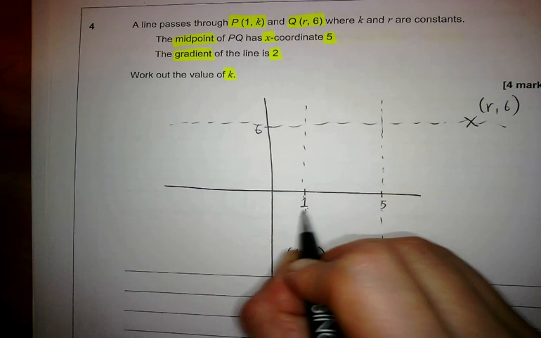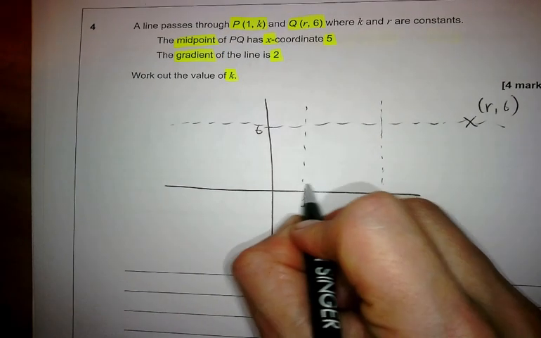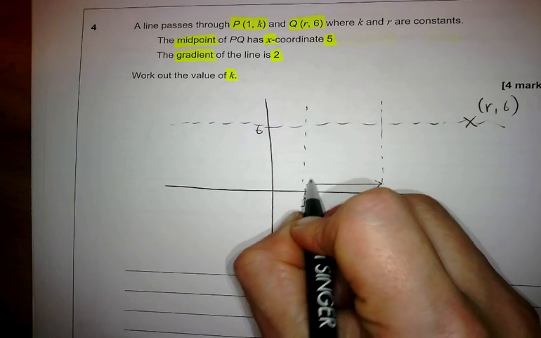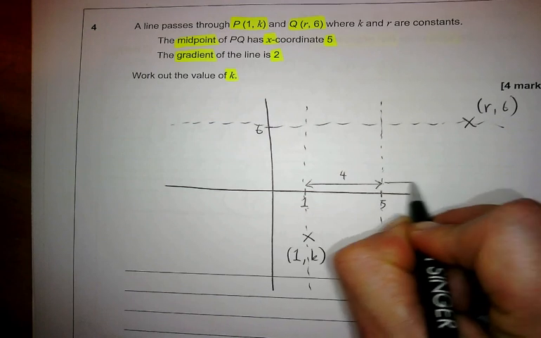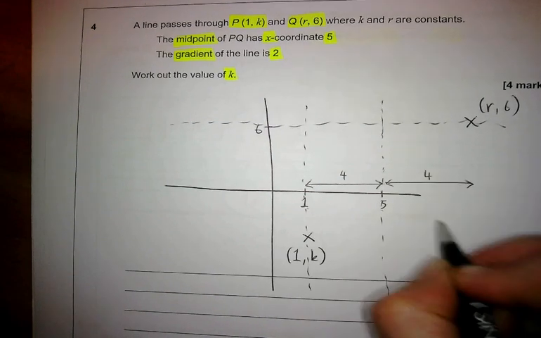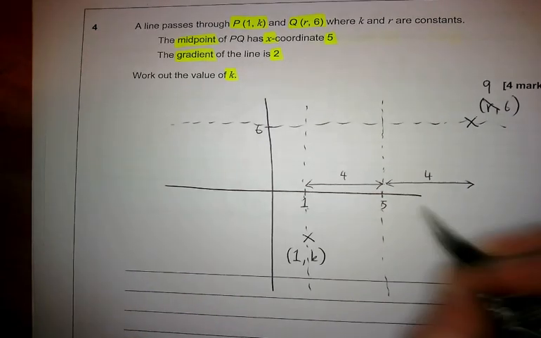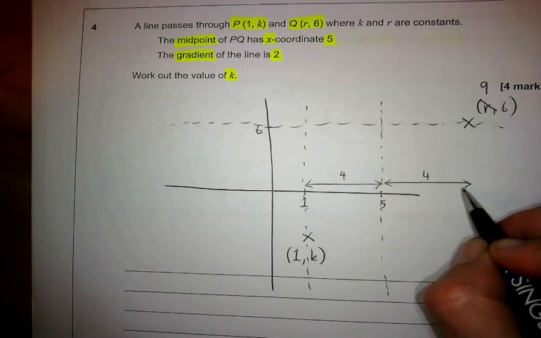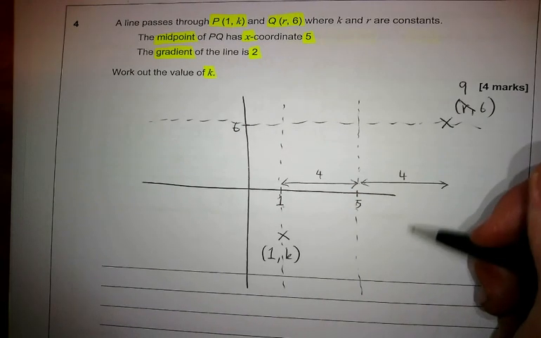I notice that I've got the x coordinates for P and the midpoint. So I know that this change, which is from 1 to 5, this is 4, must be the same as this change. So from 5 I'm going to have to add another 4, so r must be 9, because I must be going the same distance from the midpoint. So 5 plus 4 gives me 9. Okay, what else could I do?